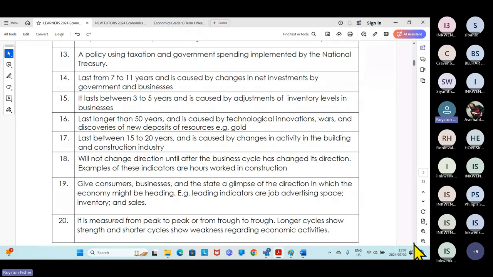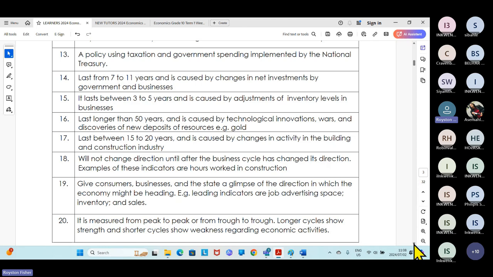Number 16, this particular cycle lasts longer than 50 years, and it is caused by technological innovations, wars, and discoveries of new deposits of resources, for example, gold. Any guess to what type of cycle we are working with? So we already said number 14 was Juglar, number 15 is your Kitchin cycle, and number 16, any guess? If not, I'm going to leave it. There we go. Thank you, St. Andrews. Kondratieff cycles.